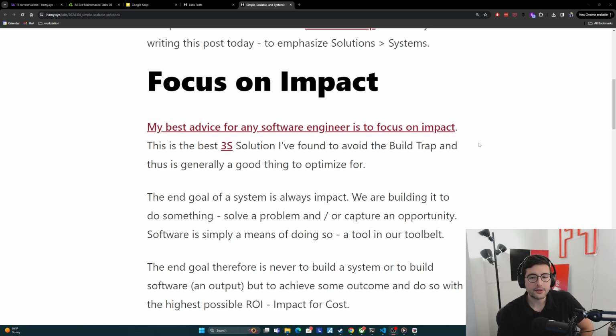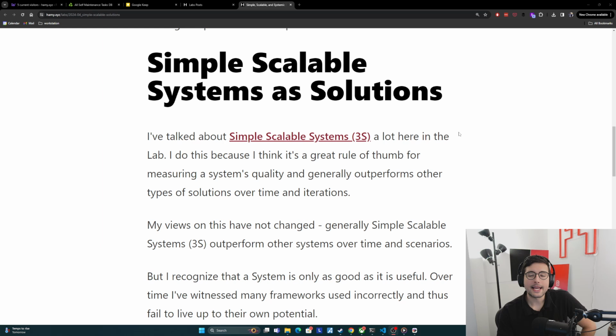This is the best 3S solution I've found to avoid the build trap, and thus is generally a good thing to optimize for. The end goal of a system is always impact. We are building it to do something, solve a problem, and/or capture an opportunity. Software is simply a means of doing so, a tool in our tool belt. The end goal, therefore, is never to build a system or to build software. That's an output, but to achieve some outcome and to do so with the highest possible ROI, our impact for cost.